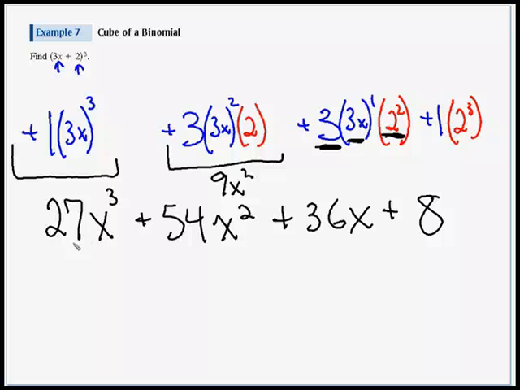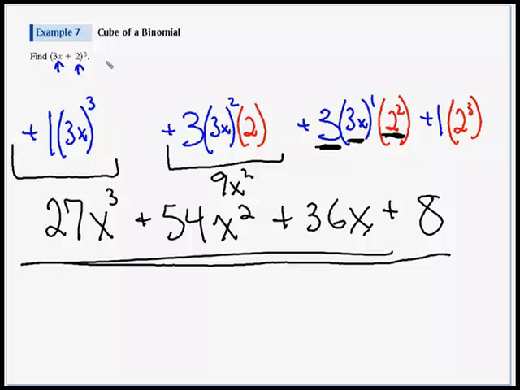Let me verify that here in the book. 27x to the third, 54x squared, plus 36x plus 8. There we go. There's our expansion of the binomial cubed. And that was a tricky one, because that 3 in there, you know, always treat that term as a quantity, put it in parentheses like I did here. And remember, you have to distribute that exponent.